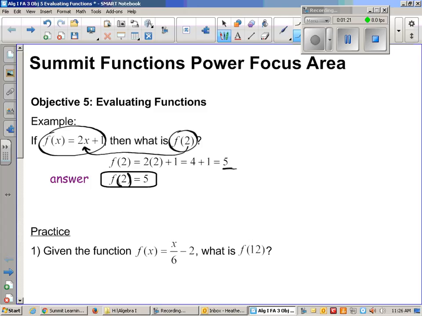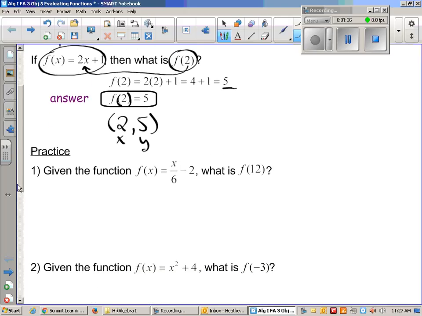This is also what it means. On the graph, I would get this point, (2, 5). 2 is my x, 5 is my y, my output. That's how it works. You plug a number into a function, you get out something. So let's do some practice.